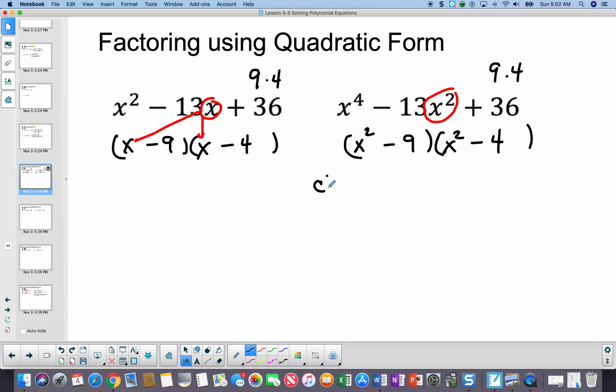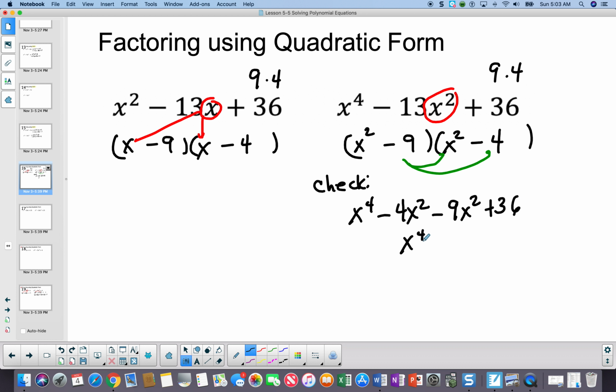Now I'm going to check my work to see that I did okay. And so I'm going to distribute. So that's x to the 4th minus 4x squared. And then I'm going to distribute over here. And so that's going to be minus 9x squared plus 36. So this is x to the 4th minus 13x squared plus 36. So I got back to where I came from.